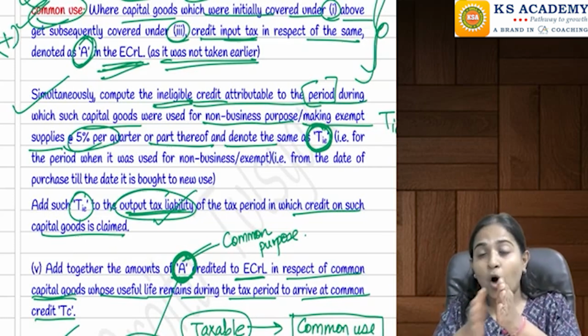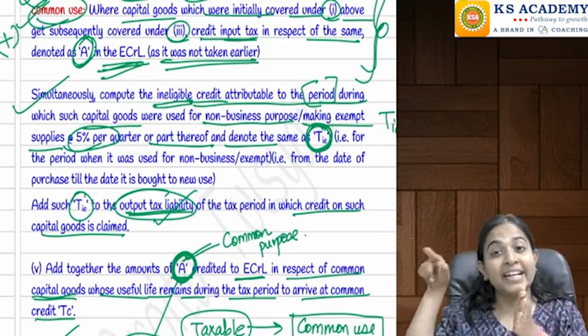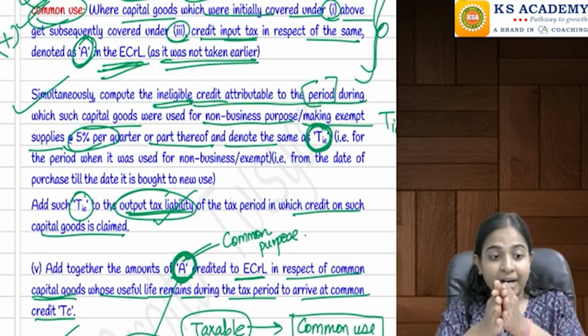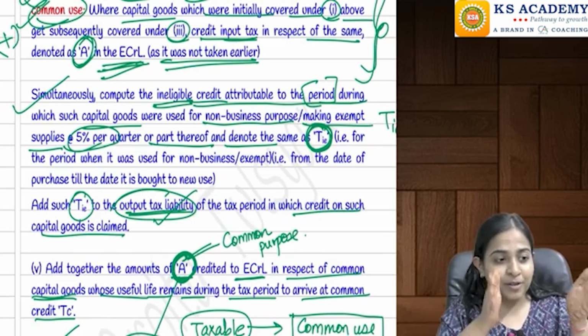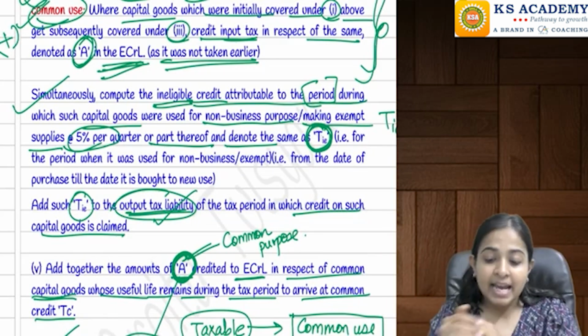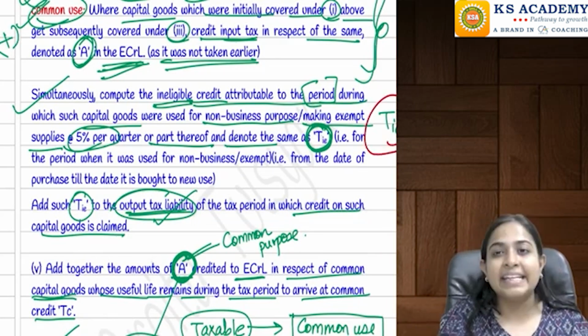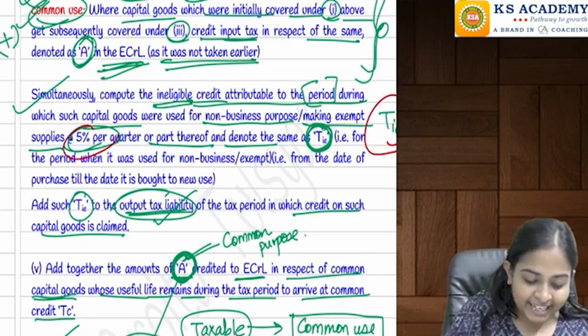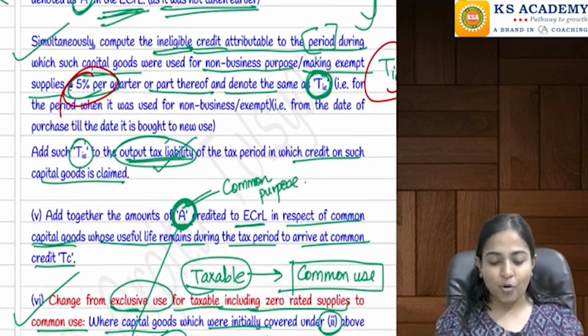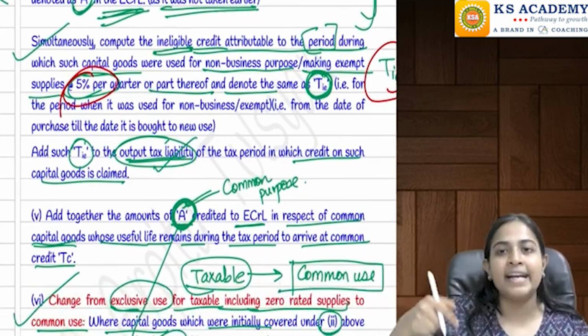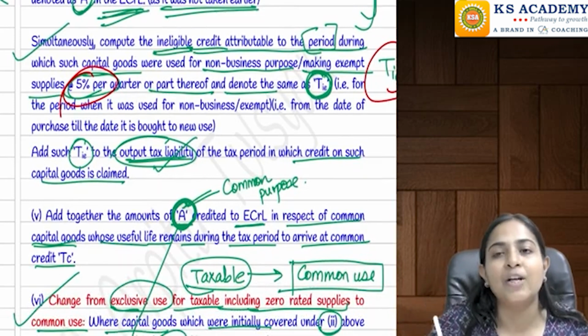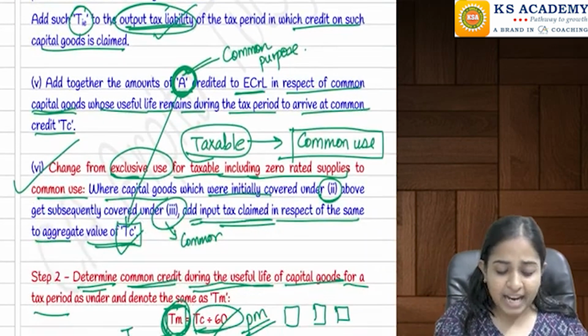Okay, from now on credit will be available because we have added it to A, common credits, but till now it was used for non-business purpose, so that much amount of credit will have to be reversed. That is called as TIE. That is nothing but 5% per quarter from the date of invoice till the date when we are bringing it to common use. Are you understanding?